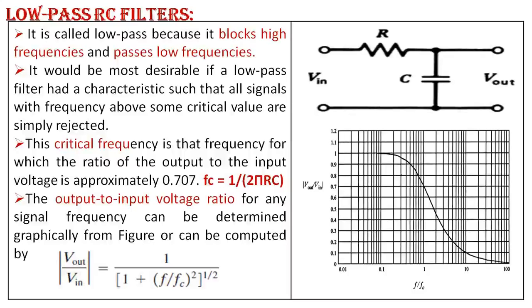fc = 1 / (2 pi RC). The output to input voltage ratio for any signal frequency can be determined graphically from the figure or can be computed. Vout / Vin, that is the gain, is equal to 1 / square root of (1 + (f/fc) squared). So the frequency response curve and the circuit diagram show the input resistance, and after the resistance we have a capacitor.